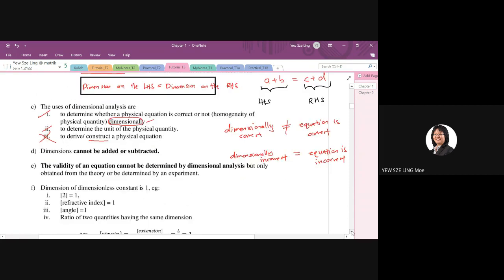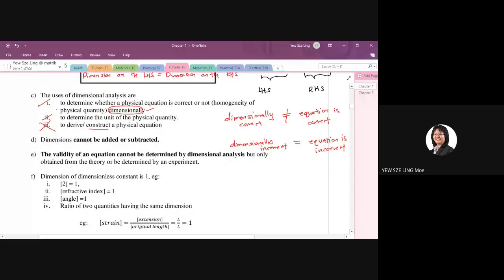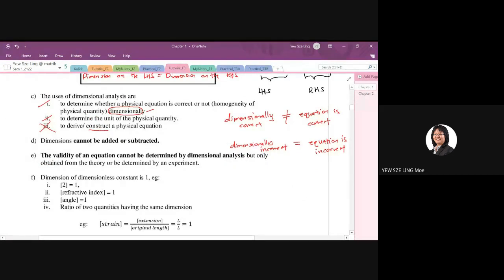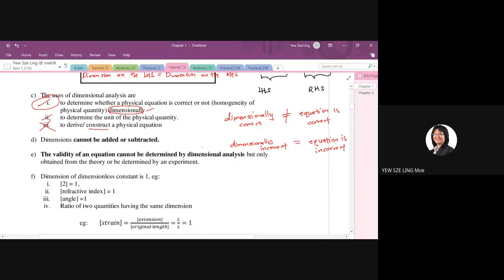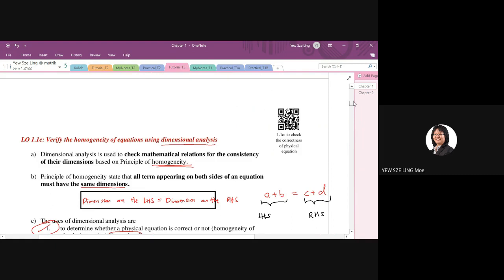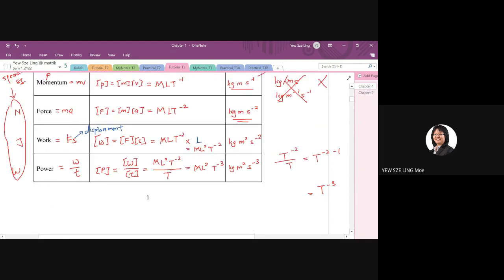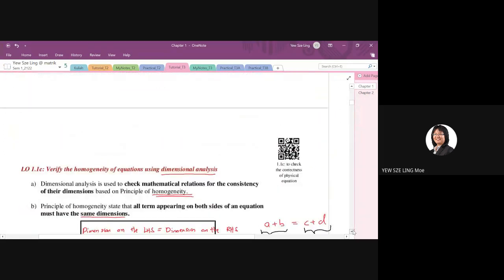All right. Next we are going to look at the first objective. We are going to use it to determine whether an equation is dimensionally correct or not. Dimensions cannot be added or subtracted, but you can use them in multiplications and division. The things that we did just now all involved multiplications and division. You can use it in division or multiplication, but you cannot subtract it.